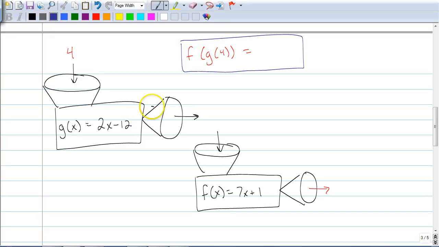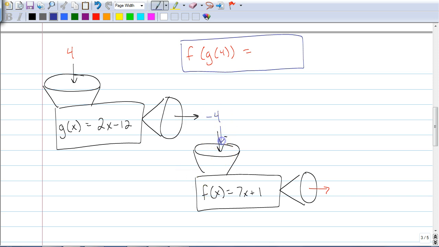We're putting 4 inside of that first function. Now, this first function tells us to take 2 times whatever our input value is and subtract 12. So 2 times 4 is 8. 8 minus 12 gives us negative 4. Now, I'm done with the 4. I put 4 in the first equation, I'm done with it. Now I have negative 4 that we got spit out here.